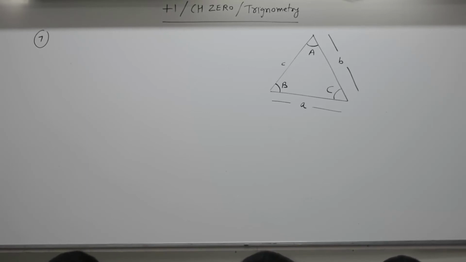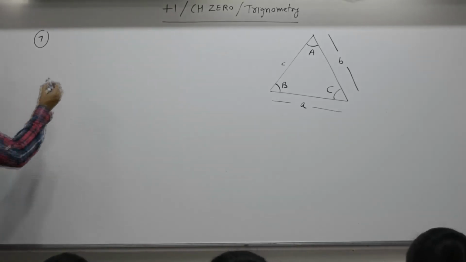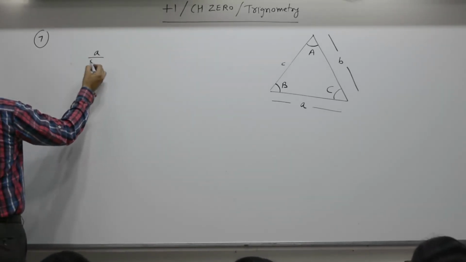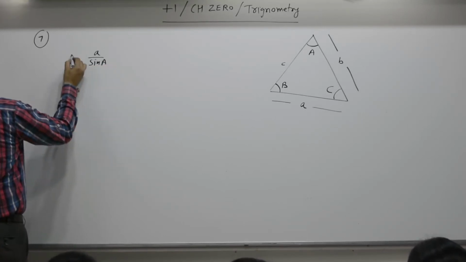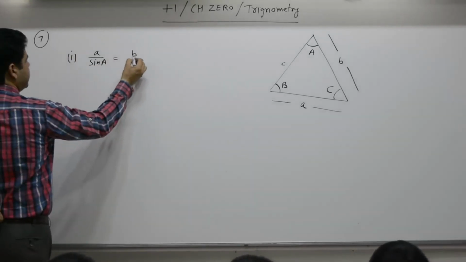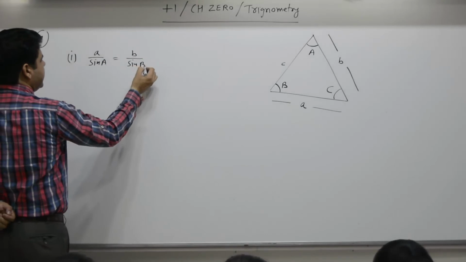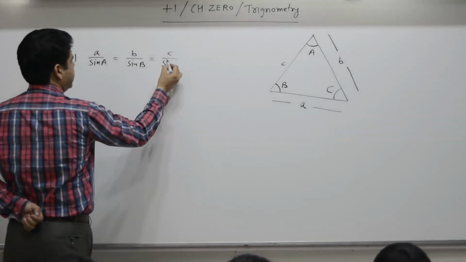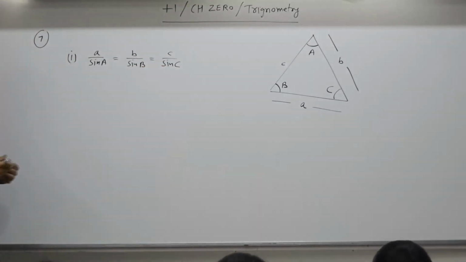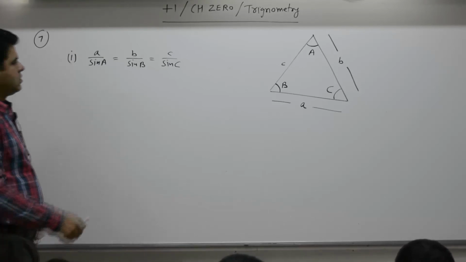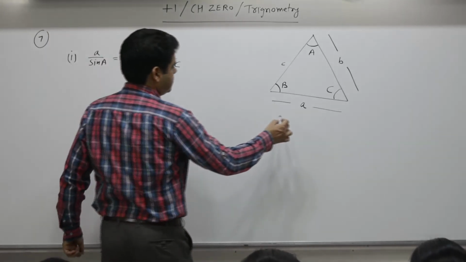One of the formulas is side by sine of angle. A by sine A is equal to B by sine B is equal to C by sine C. Let us confirm it.